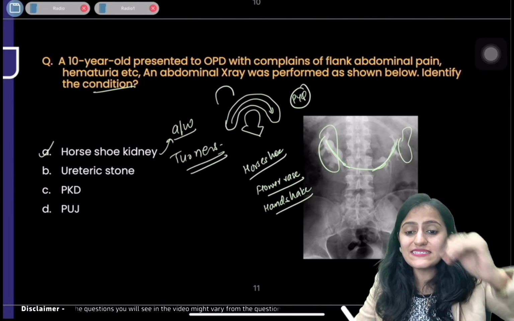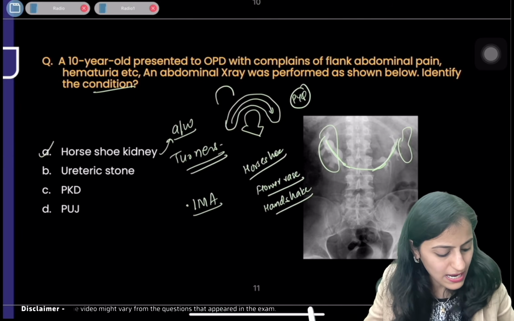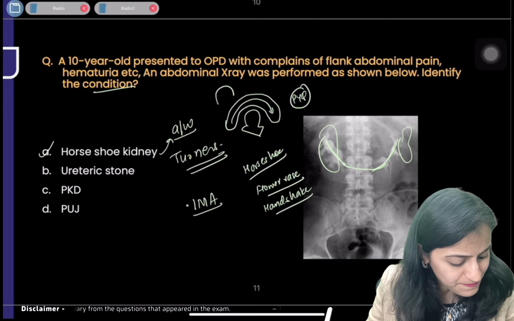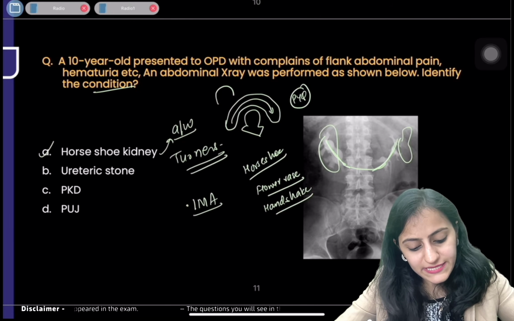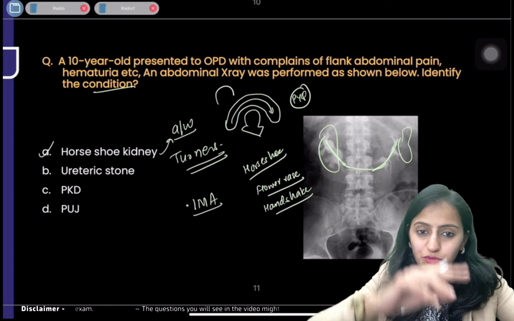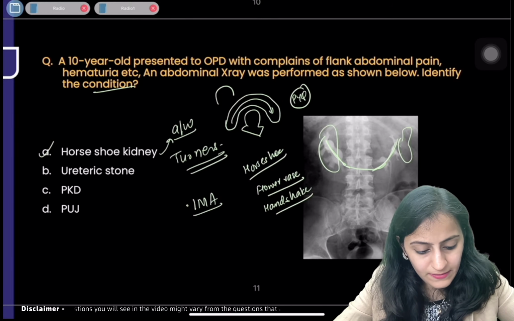What prevents the ascent of the kidney is which artery? The inferior mesenteric artery. Absolutely right, Apple Z. So that is the inferior mesenteric artery. So on the CT scan, you would see the U shape that we would be having.